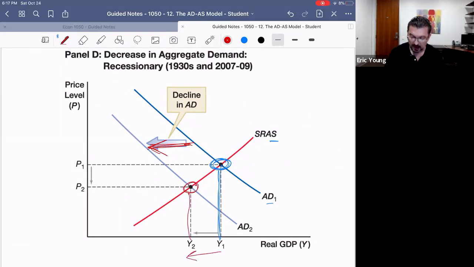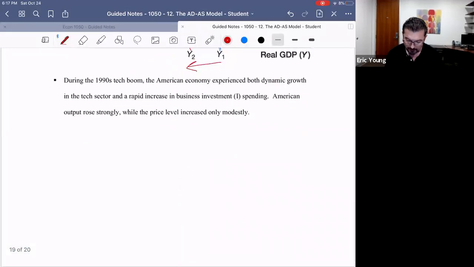And you see here a very big output gap, a big recessionary gap corresponding to high levels of unemployment and a lot of social strife as well. Okay, so that was that one. Finally, I wanted to give you one more.